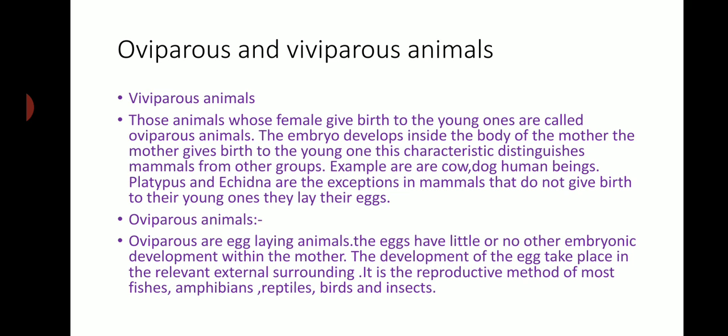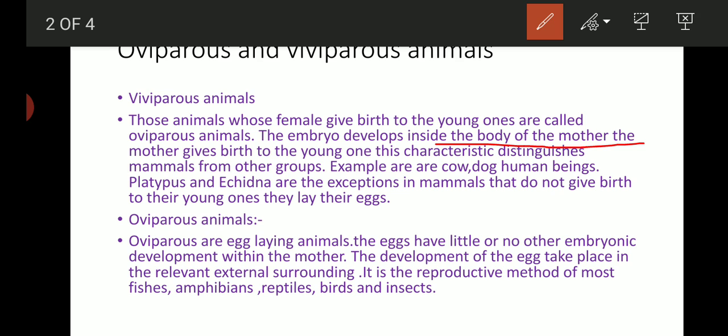Students, on the basis of mode of reproduction, animals can be categorized into oviparous and viviparous animals. Viviparous animals are those animals whose females give birth to the young ones, and the development of the embryo takes place inside the body of the mother. It means there is internal fertilization and internal development. And the mother gives birth to the young one, and this characteristic distinguishes mammals from the other groups. Examples are cow, dog, human beings, elephant, tiger, lion. Only exceptions are platypus and echidna. They are mammals, but they do not give birth to their young ones.